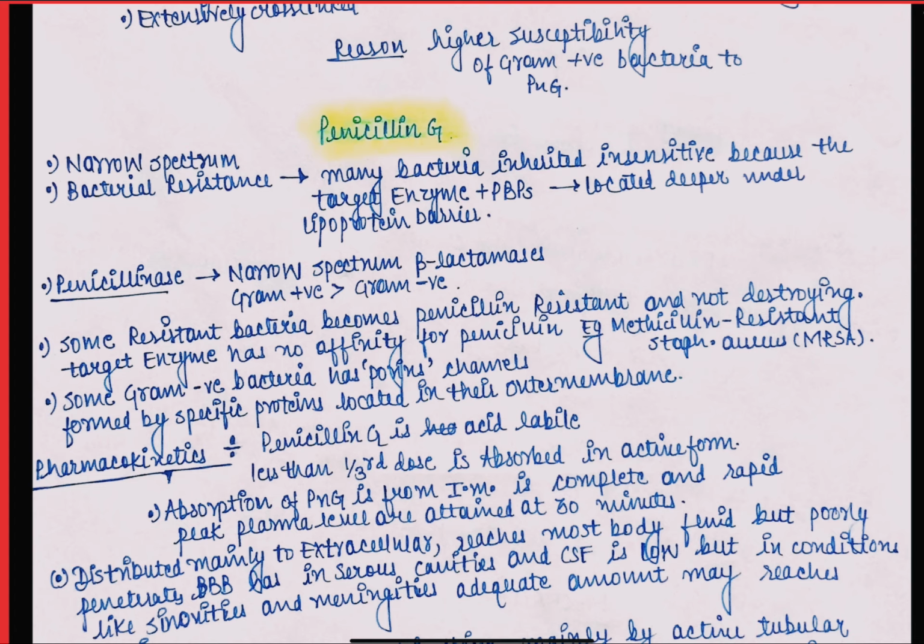Some resistant bacteria become penicillin tolerant, not by destroying the drug. The target enzyme doesn't have an affinity for penicillin. An example is methicillin resistant Staphylococcus aureus, MRSA. There are other examples as well. Highly resistant pneumococci, which are isolated in certain areas, have altered plasma binding proteins. Some gram-negative bacteria have porin channels.